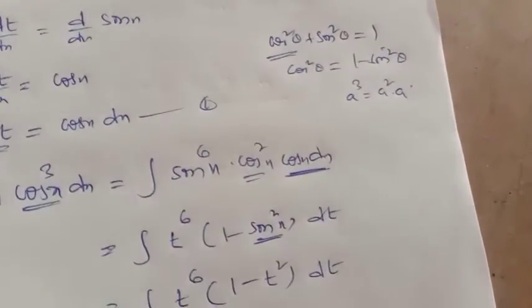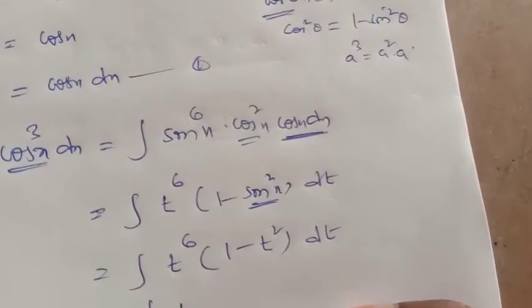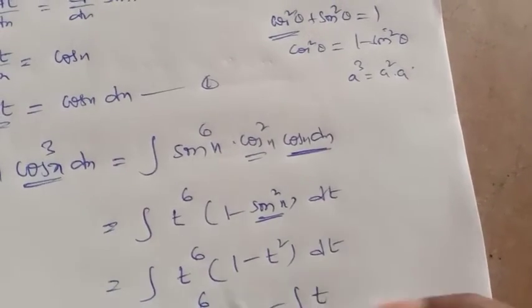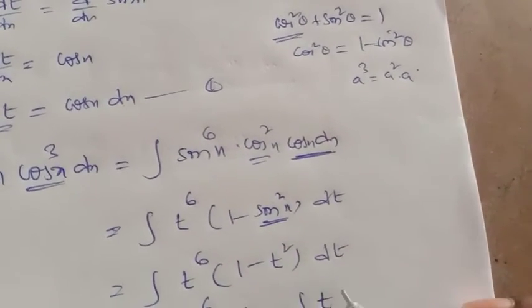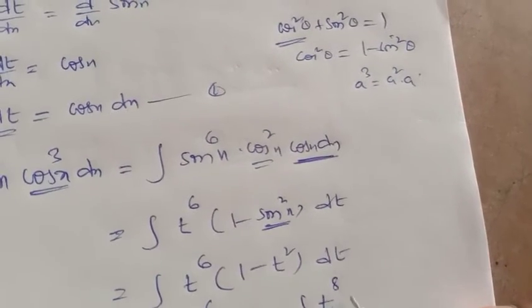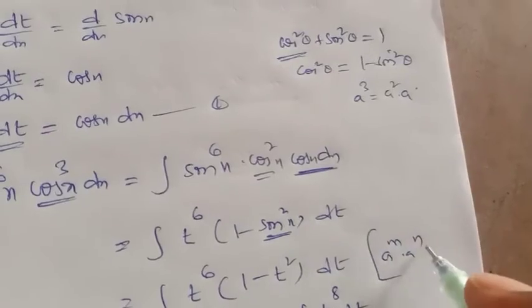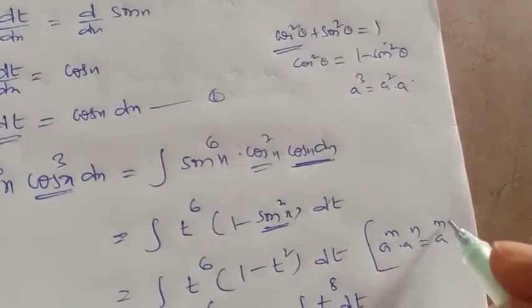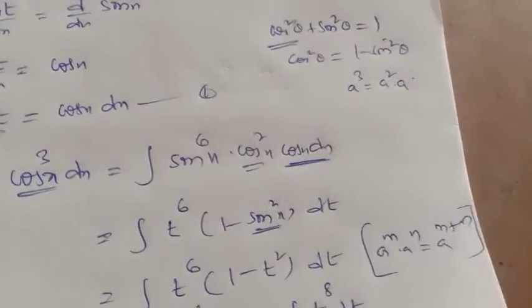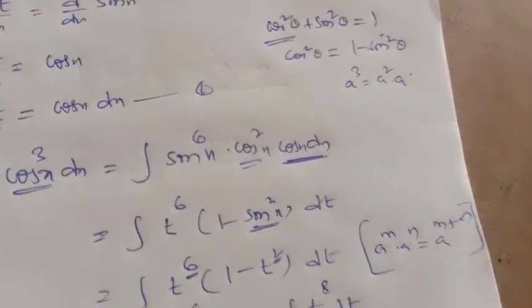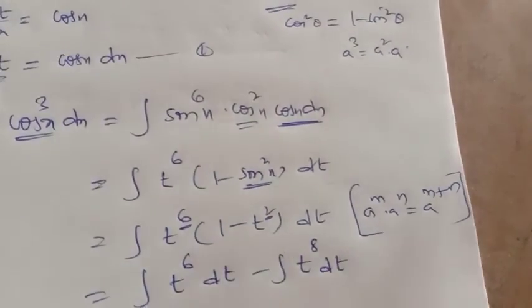Then multiply t power 6 into dt, minus t to the power of 6 into t square, that is t to the power of 8 into dt. Here we have the formula a to the power of n into a to the power of m equal to a to the power of m plus n. Here m equal to 6 and n equal to 2, that is 6 plus 2, 8.